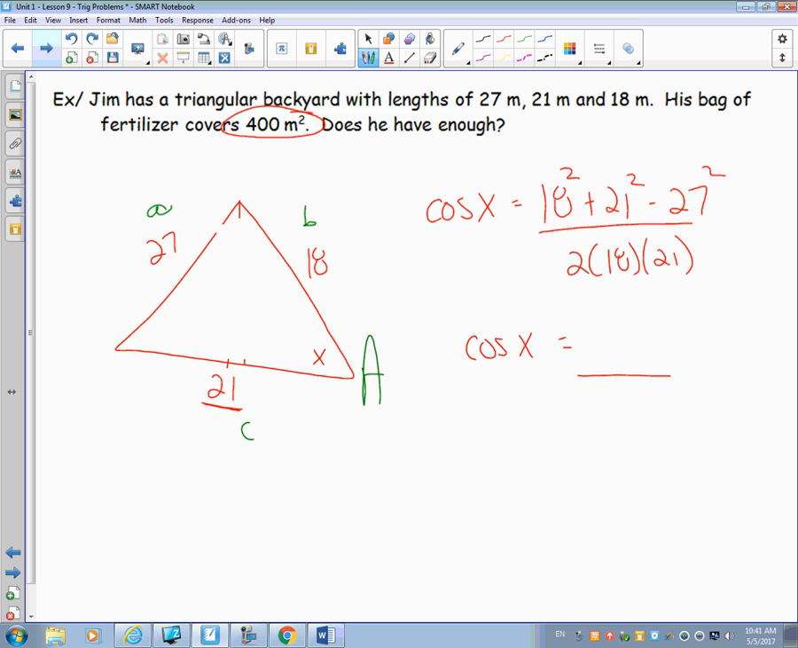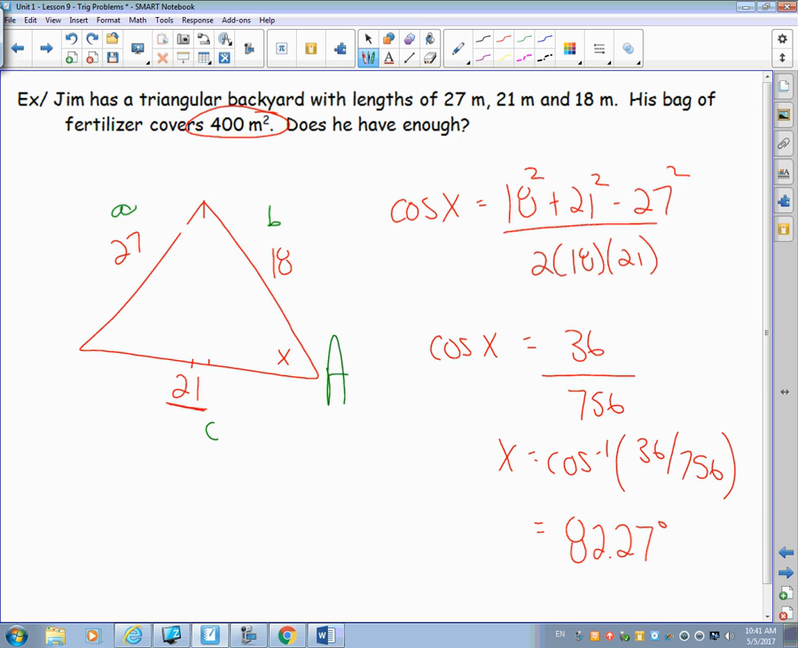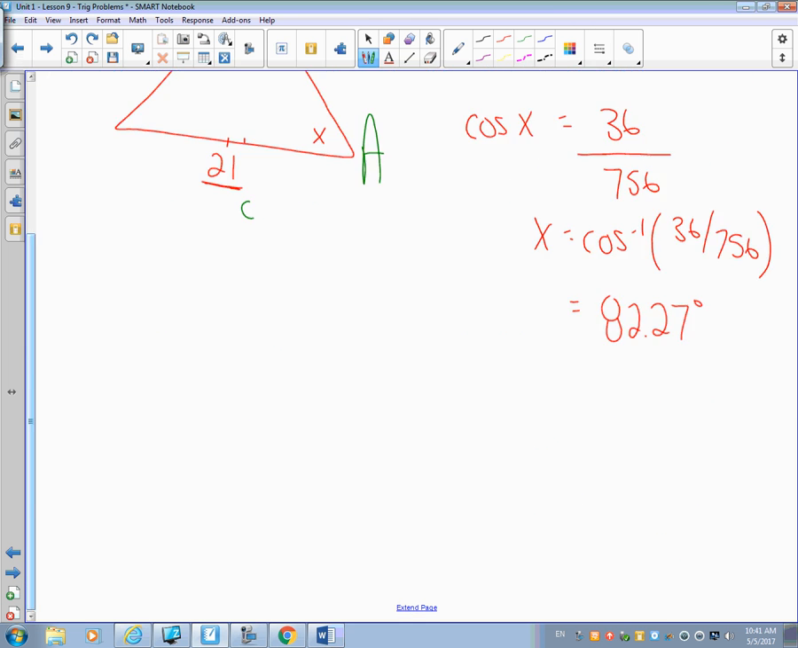On the top, I got 36. On the bottom, I got 756. We're going to take the inverse of that. And we'll get an answer like 82.27 degrees. Okay, so that's my angle in the corner there. Now, why did I want that? I wanted that so that I can think of this as being a right angle triangle. I can find the height of this triangle.